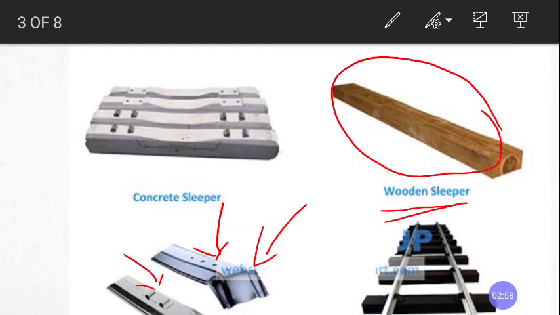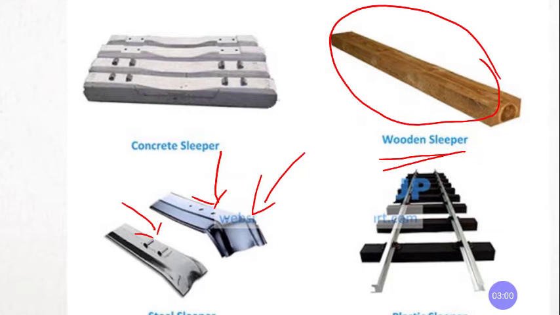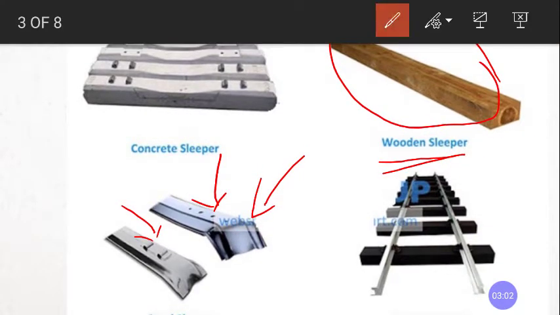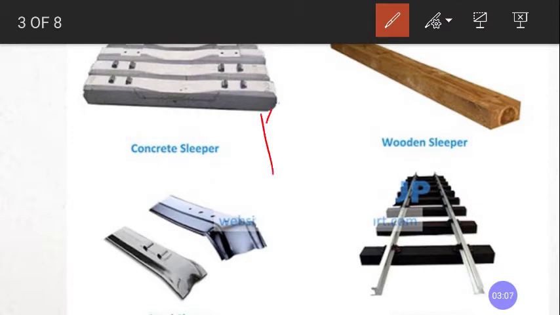Then you have concrete or pre-stressed sleepers. This white color, can you see this? These are called sleepers. You can see there is a slope provided here, right? That slope is 1 in 20, for the tilting of rails. That is why the slope is being provided.